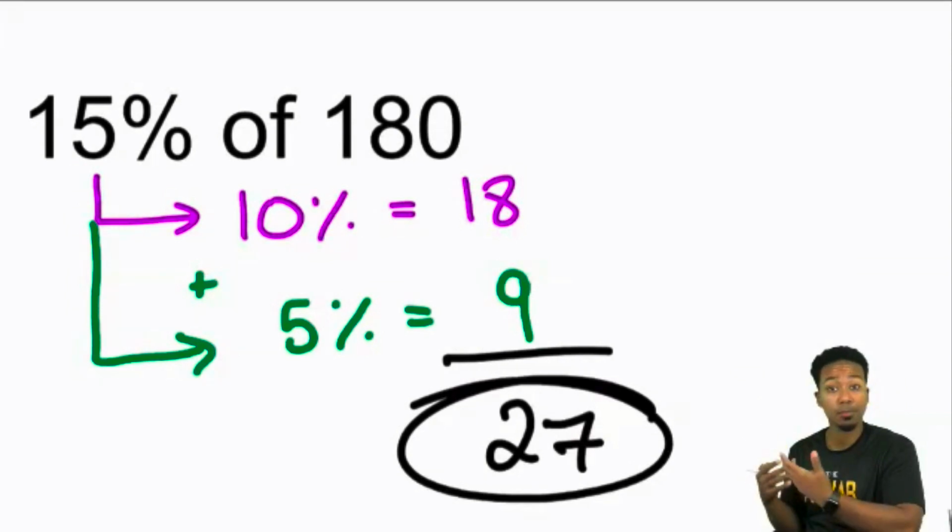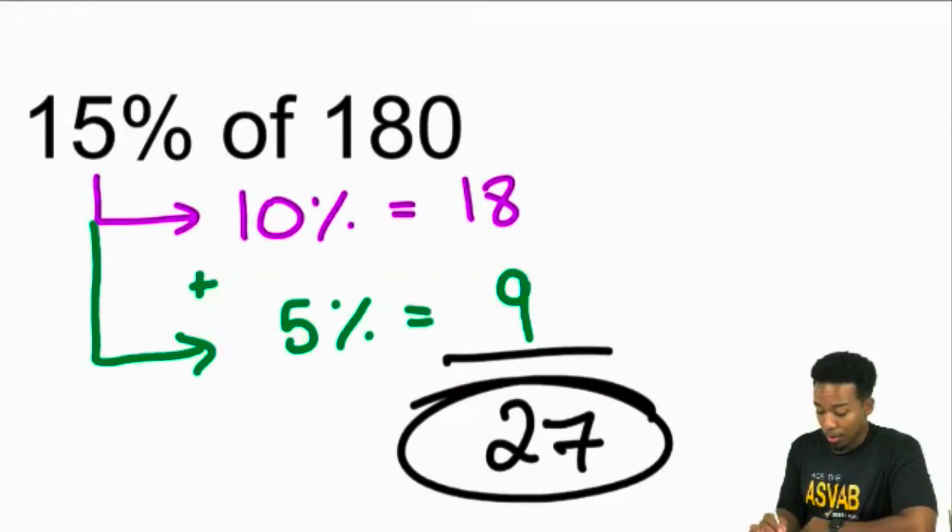So you see that similarity there. Percents are the same thing as proportions. So if you do 10% to get 18, 5%, which is half of 10, you'll get half of 18.